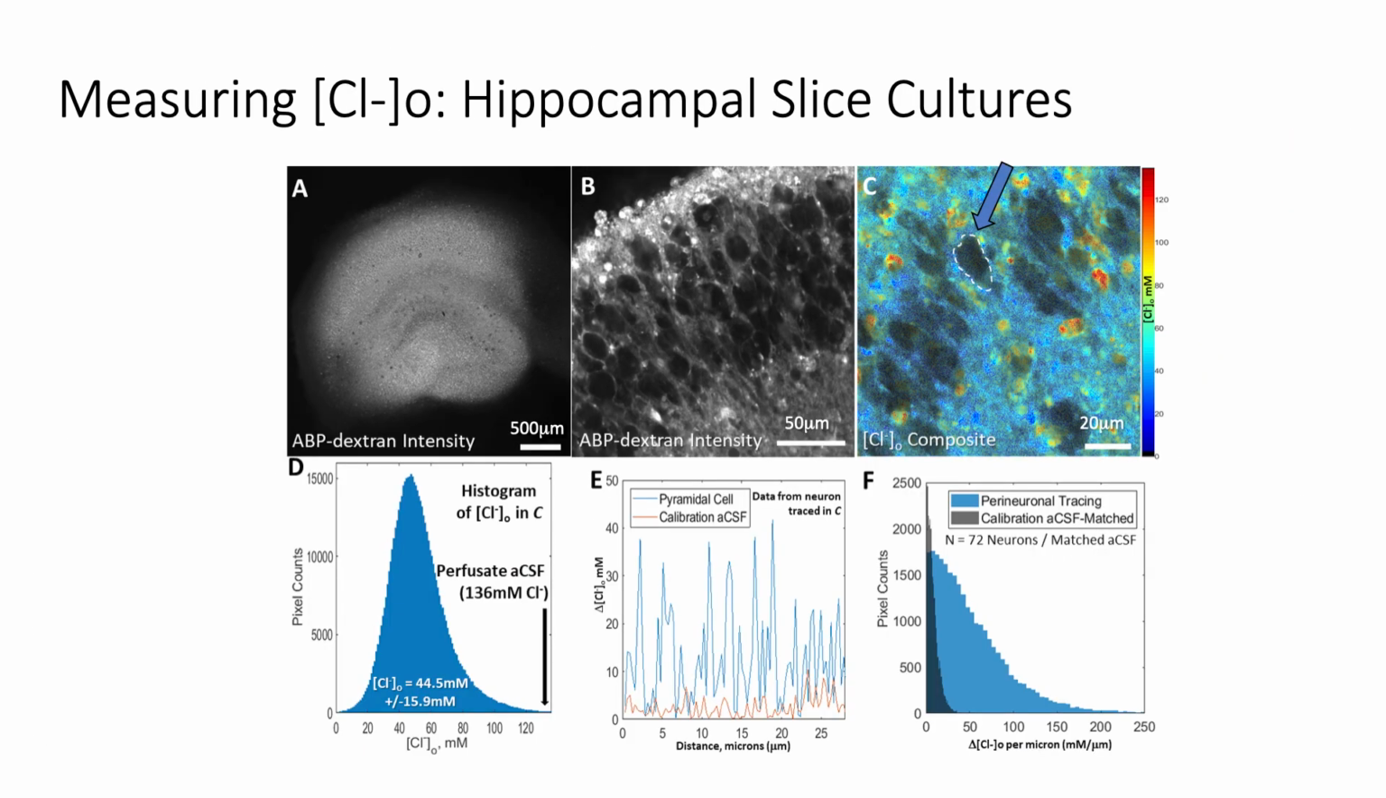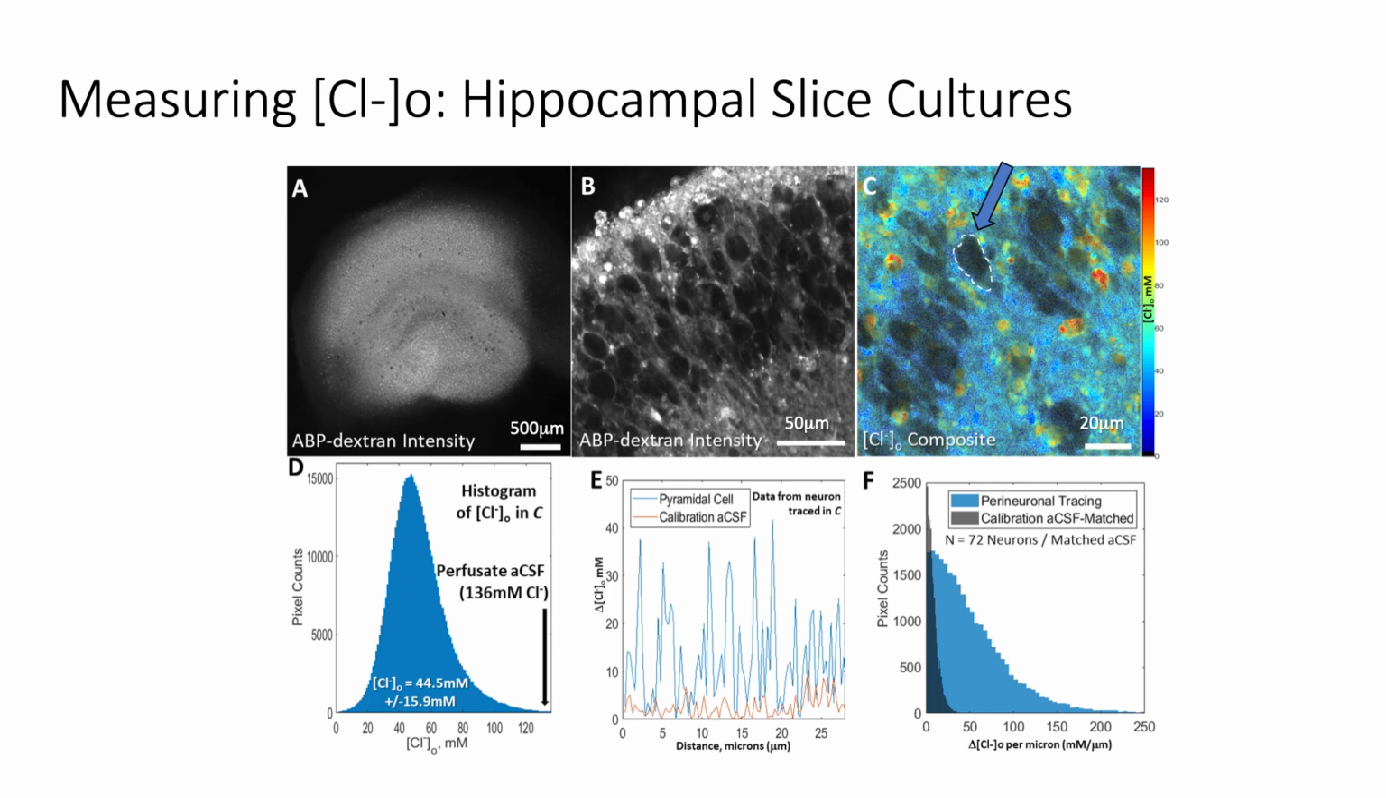And what you'll see here, I'm just going to show you briefly that in hippocampal slices, you can see that the ABP here, you're actually looking at the concentration of chloride is less. I'll show you here with the histogram that the median here is actually 44.5 millimolar. The ACSF surrounding this slice is 136. Right, so that's nearly a deficit of 90 or so millimolar chloride. That's a lot of chloride that's been displaced, right?